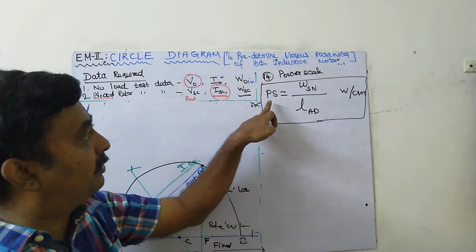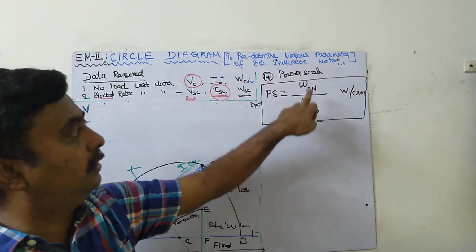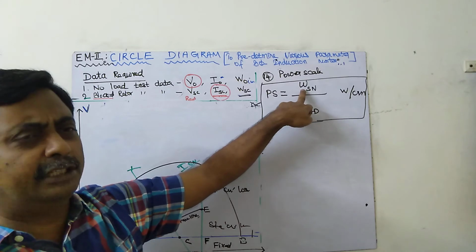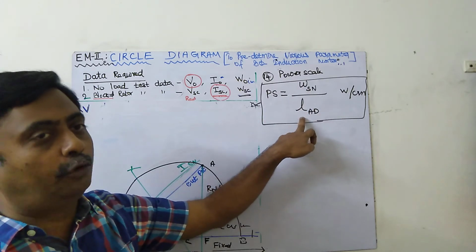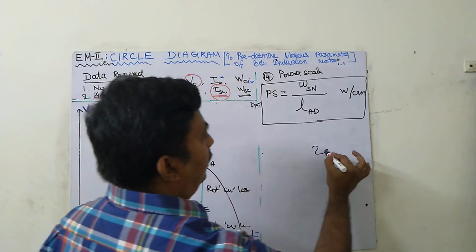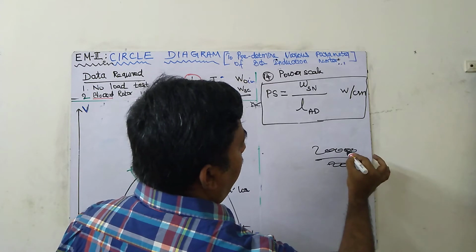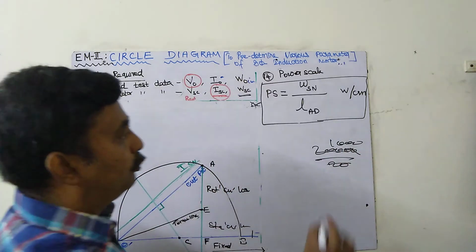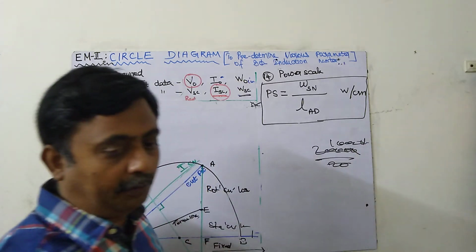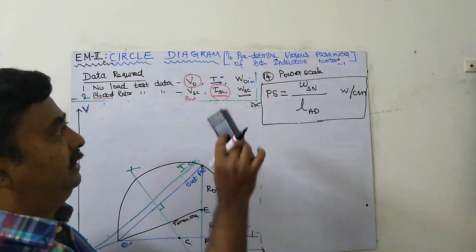How am I getting power scale? Power scale equals WSN divided by length of AD, so we have to divide this. For WSN you are getting 20,000, divided by 20 centimeter. So 20,000 divided by 20, you will get 1000. What is the unit? Watts per centimeter. This is power scale. We have to calculate the power scale and keep it along with this. Okay, this is the 14th step.